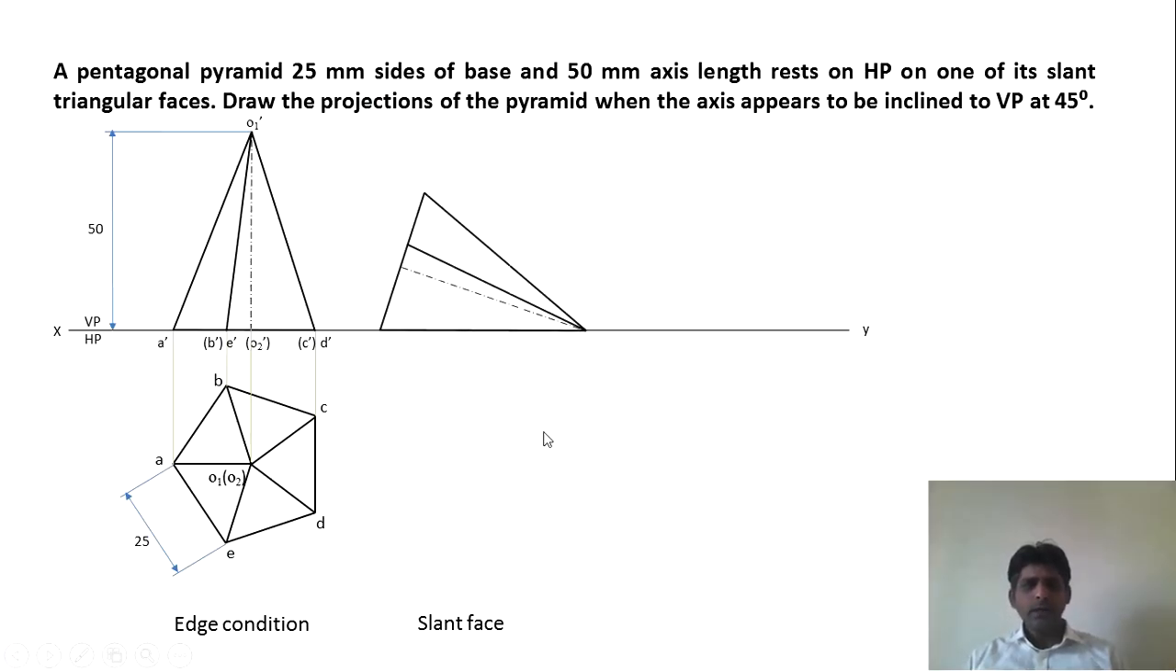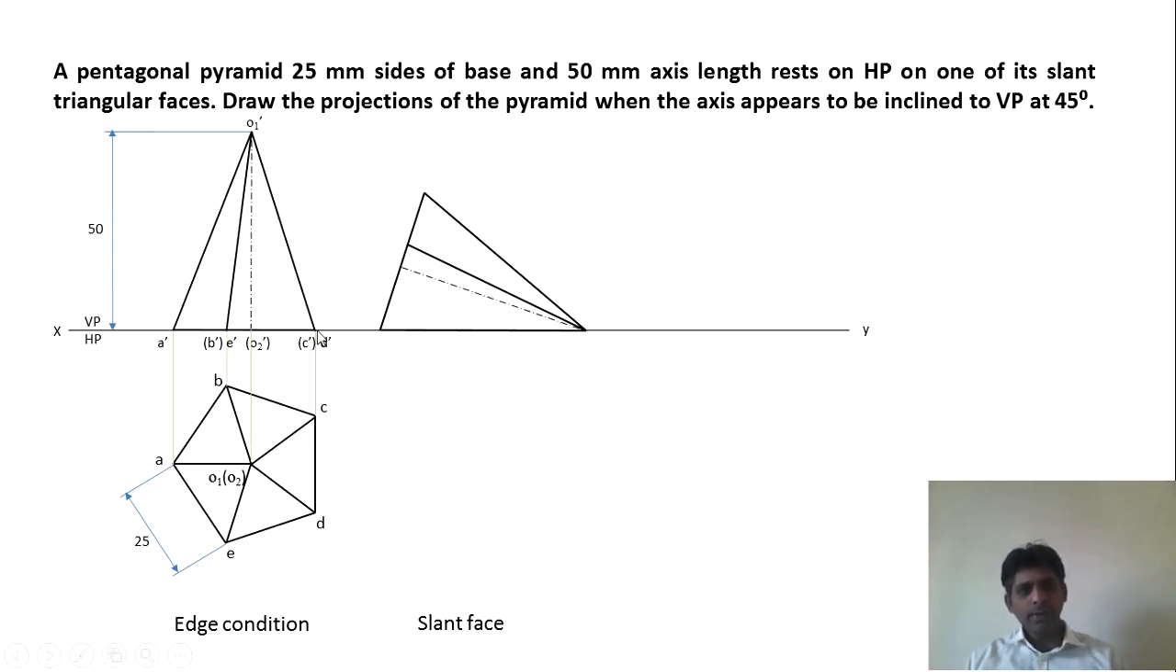So to get this particular view, you mark one point at a convenient distance, name that point as C dash D dash, that is going to represent this particular point. Then measure C dash D dash and O1 dash. You measure this and you mark it here.